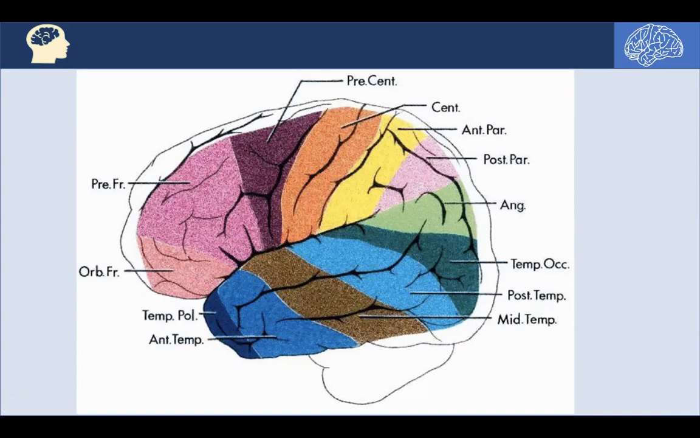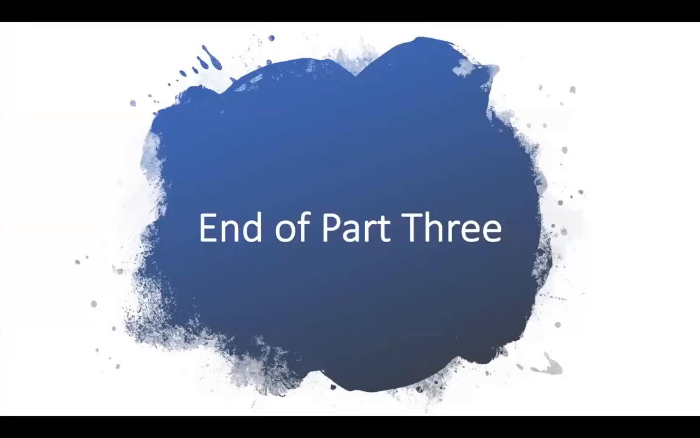Usually, there is an early branch of the MCA that originates from the M1, the sphenoidal segment of the MCA, and usually goes to the temporopolar area, supplying the anterior half of the temporal lobe. And that concludes the third part of this series regarding the middle cerebral artery.